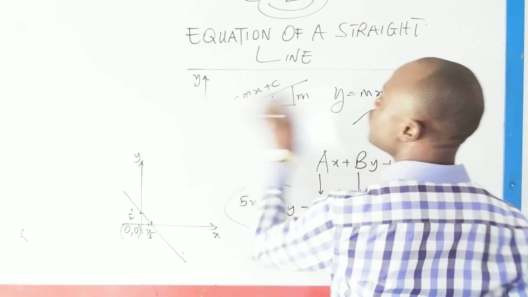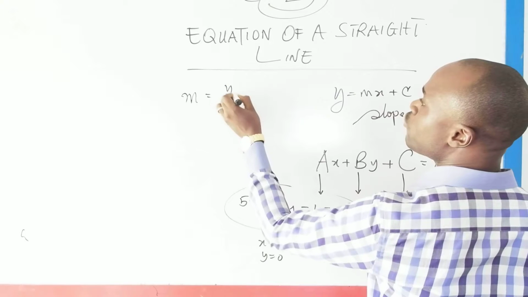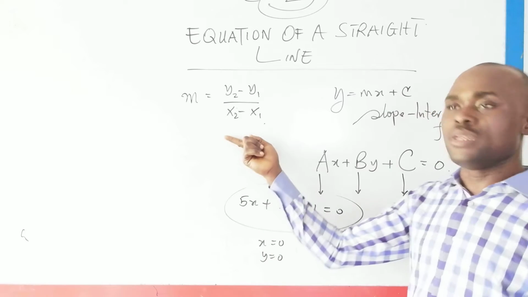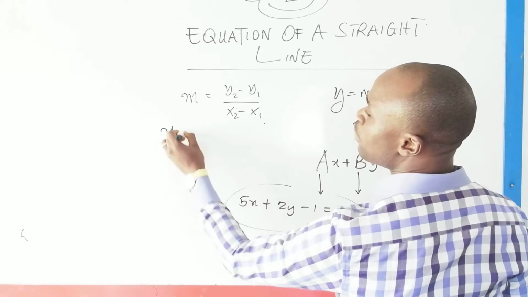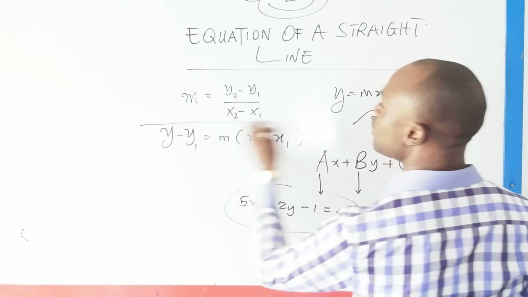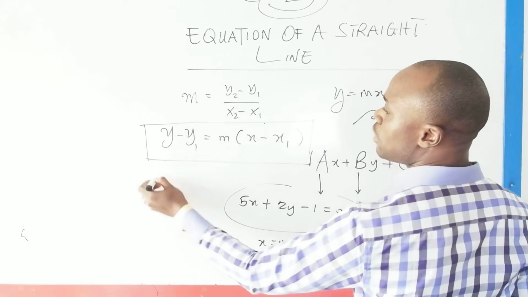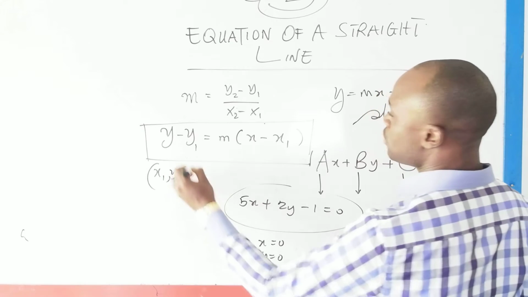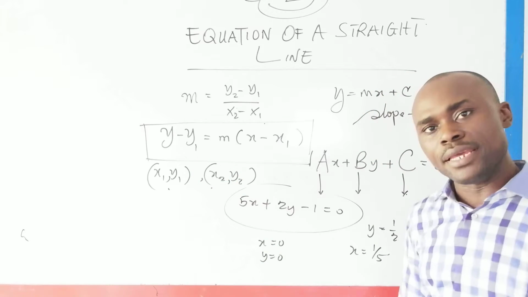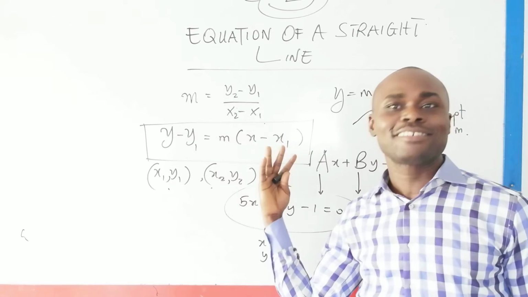For you to obtain the equation of a straight line, you must find the slope m, which is y2 minus y1 divided by x2 minus x1. And once you have done this, you apply the formula y minus y1 equals m into x minus x1. So you can use this equation anytime to obtain a straight line when you are given x1, y1 and x2, y2, which are distinct points on the plane. So once you have these two distinct points on the plane, you can actually get this equation of a straight line.